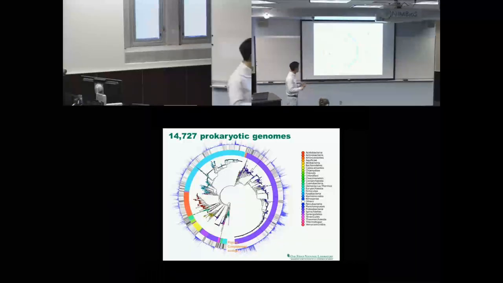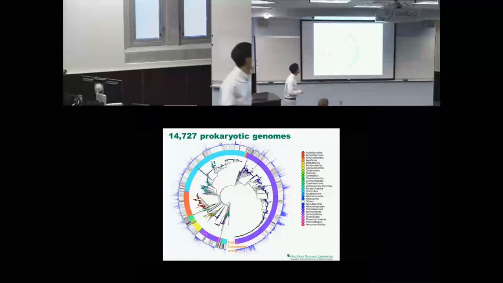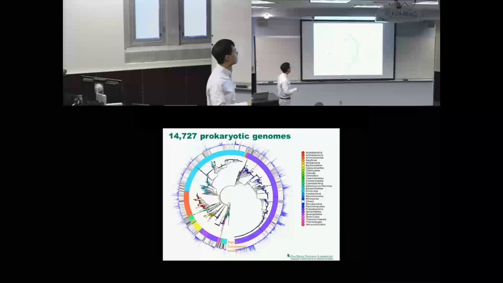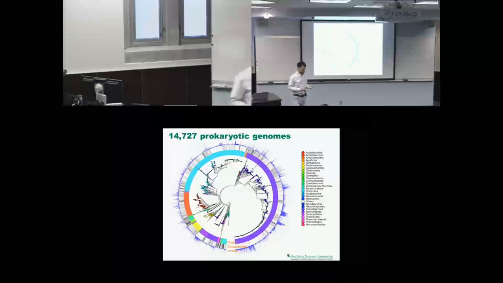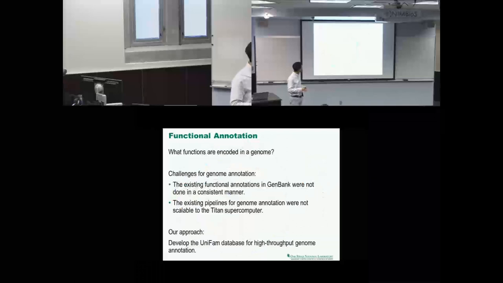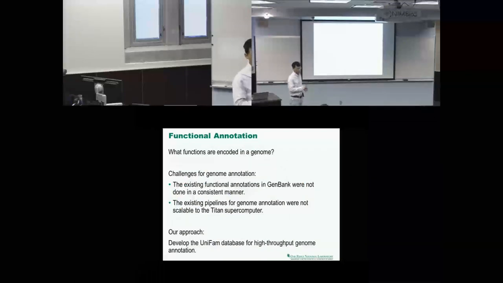So I need to be careful about the taxonomic and the phylogenetic classification. And we also labeled how complete this genome is. So this is the number of contigs for each of those genomes. By looking at all these sequenced microbial genomes, we can get a sense of what functions are encoded in those genomes. So this requires that we do something called a function annotation.